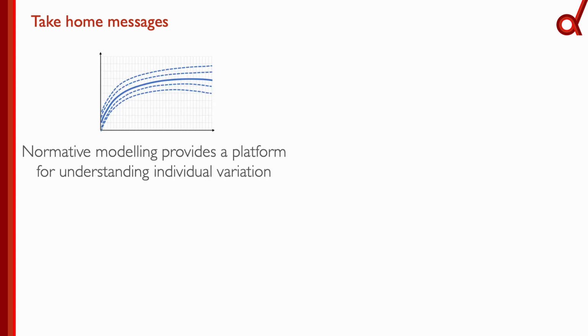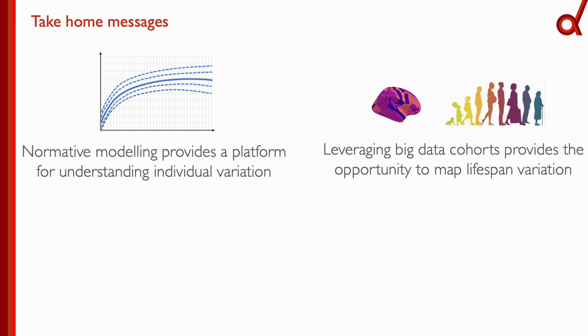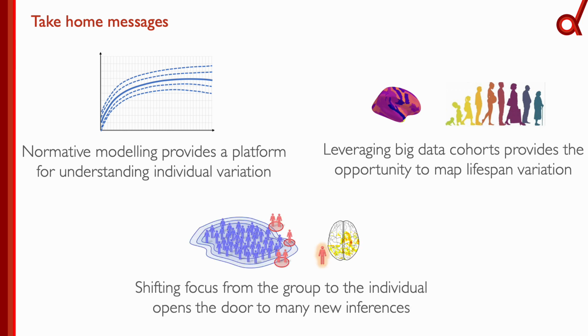Okay, so I've given you a really sort of brief overview of the kinds of inferences that we can perform with normative models. It provides us a platform for understanding individual variation. It provides us the opportunity to make use of big data cohorts to bind them together and to map variation across the lifespan. And shifting focus from the group to the individual opens the door to many new inferences that we can think about making inferences about individuals with respect to a common reference model. We can detect longitudinal changes, and it provides us a platform to bind different studies together.